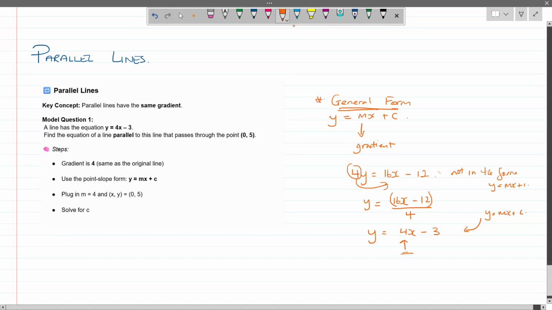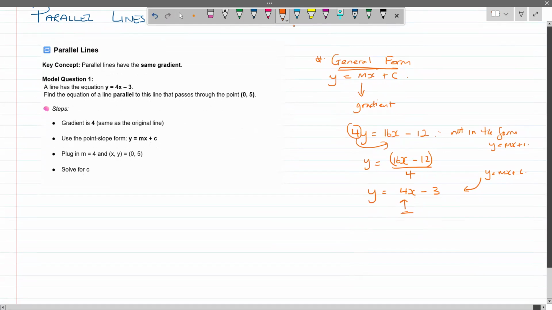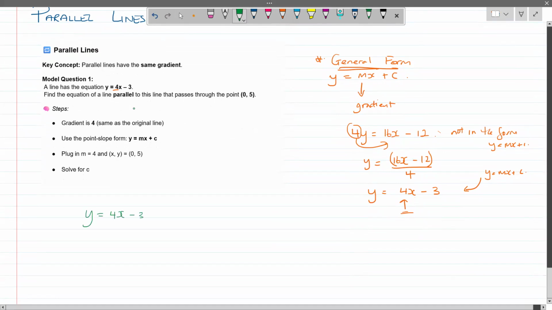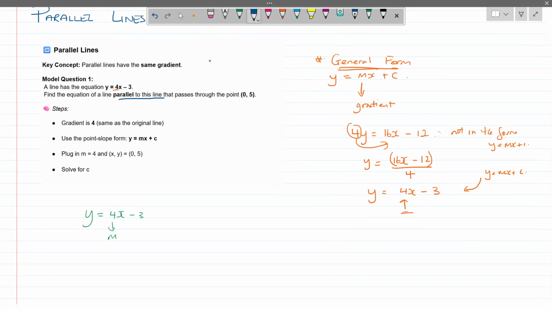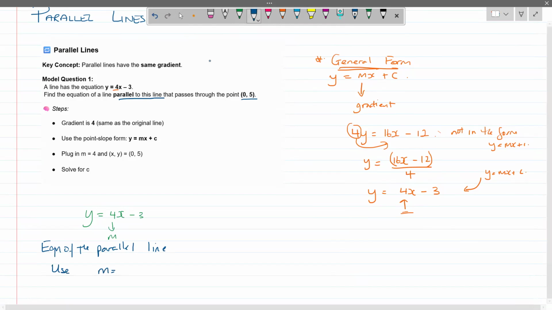And this is a very important thing to understand when you're doing parallel lines, right? Because with parallel lines, all we need to do is to take the gradient from the line given. So here we're given the equation y is equal to 4x minus 3. This here is the gradient. If we have a line that is parallel to this line and passes through the point (0, 5), and we want to find the equation of the parallel line, we will use m to be the same, 4.